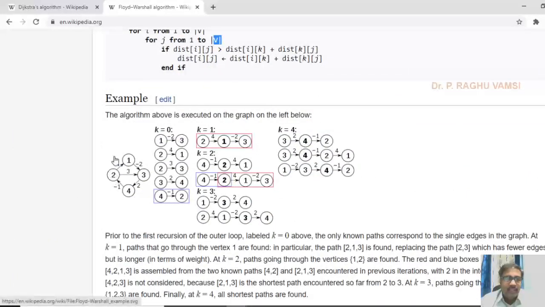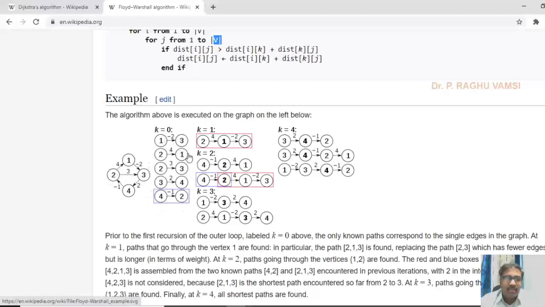Let us assume that this is the graph, with vertices 1, 2, 3, 4 like this. First, in the initial round, the estimation from 1 to 3 will be done. 2 to 1 estimation will be done. 4 to 2 estimation will be done. 2 to 3 estimation will be done. Like that, the distance calculation will be done.